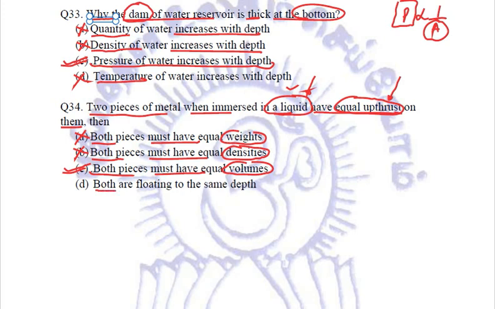Last option is both are floating to the same depth. No. It is because both the pieces must have the same volumes, because of which they are going to experience an equal upthrust. Got it? So option number C is the correct option for this question number 34. So this is the last question that we have discussed, and this is all about our chapter pressure and Archimedes principle.